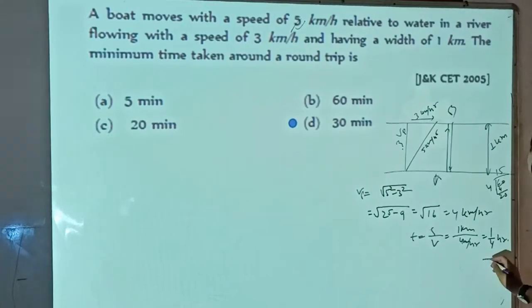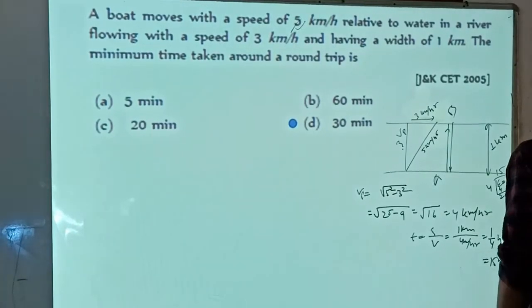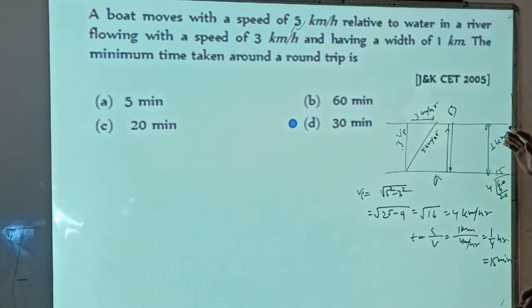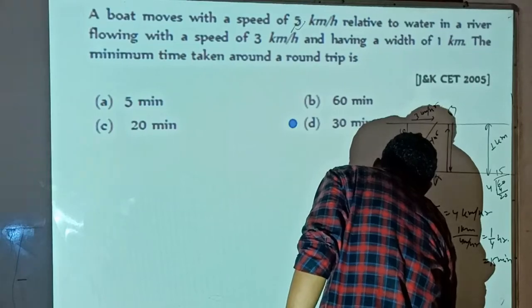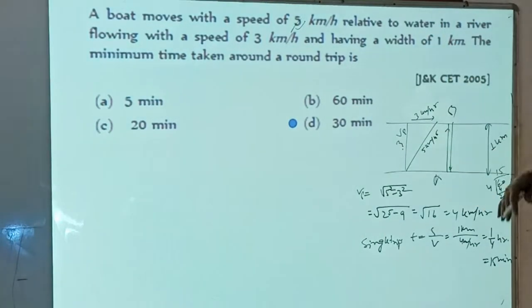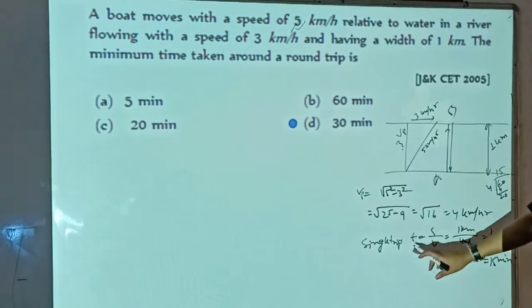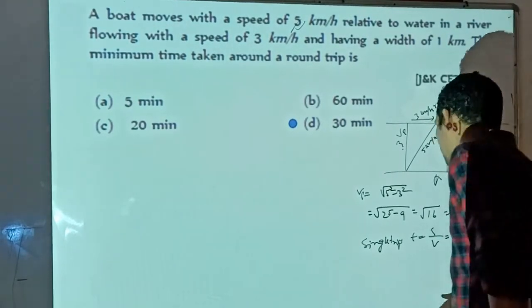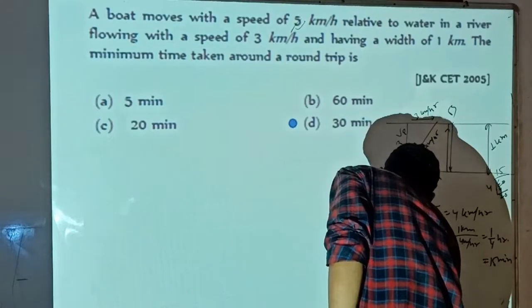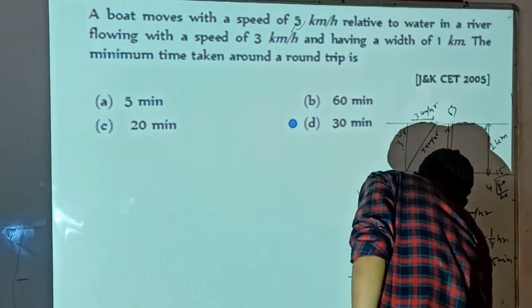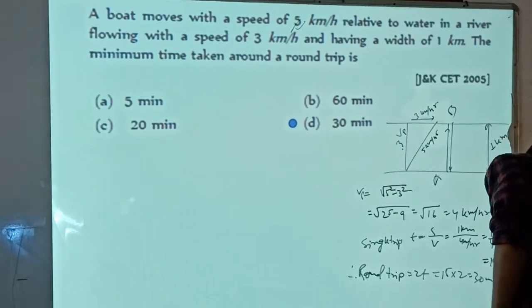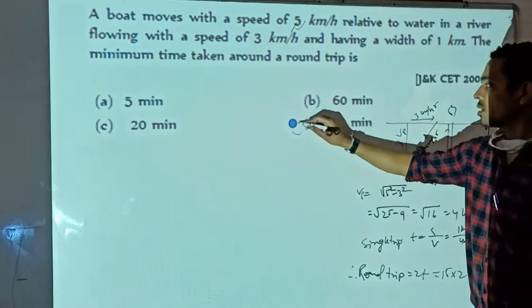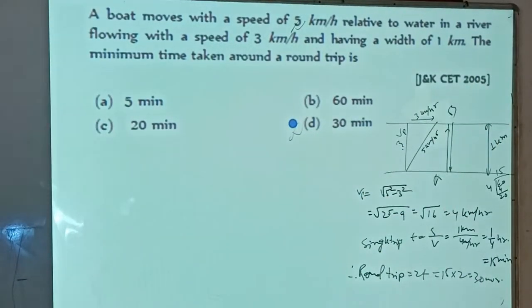Okay, so that is your 15 minutes, the time for a single trip. Therefore, for a round trip, time is 2 into t, which is 15 into 2, that is equal to 30 minutes. Option D is the correct answer. Pause here and note it down. So, next question please.